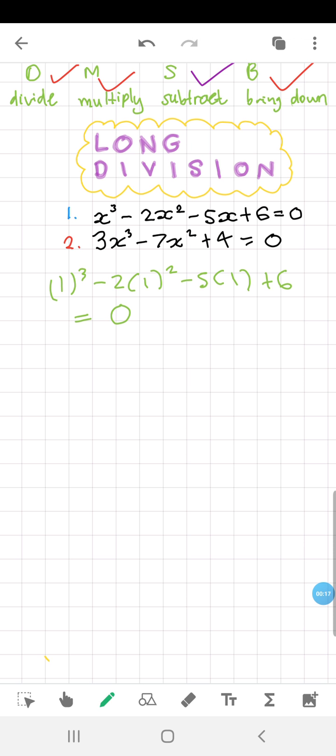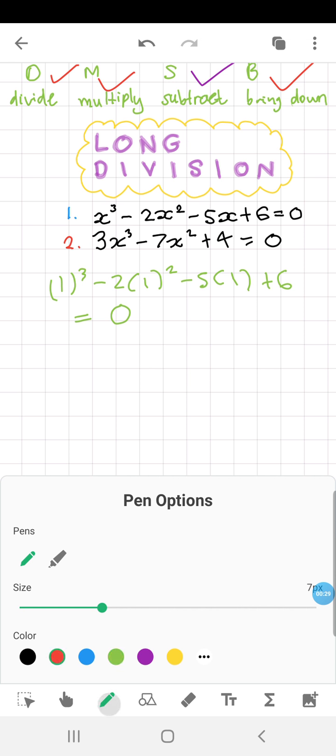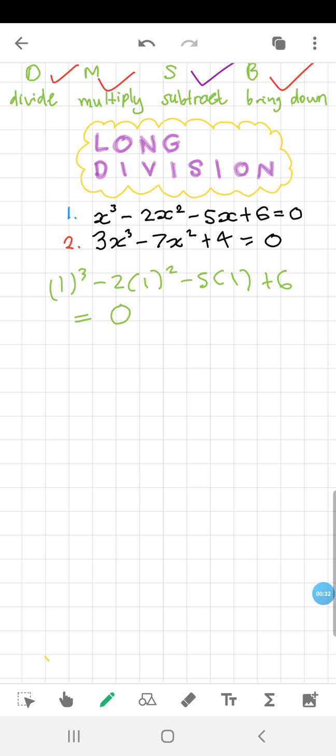So the first thing you need to do in long division is a kind of trial and error method where you substitute in random numbers in the place of x. And if you get 0, it is in fact a factor of the polynomial. So I've done this example before, and I know that if I use 1 in the place of x, I'll get 0. So x is equal to 1.